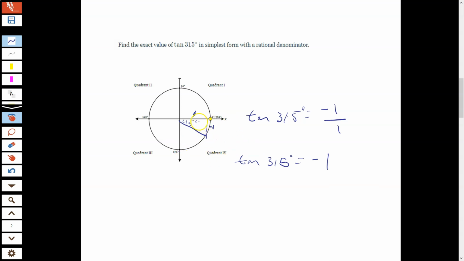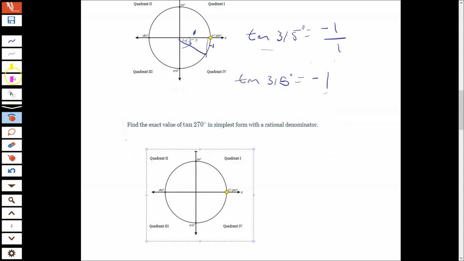So again, the steps here: draw the angle, figure out this reference angle between the angle you drew and the x-axis, and then figure out the signs based on which quadrant you're in, right? And then your answer should match one of the values in the table we've been using, except for maybe the signs.